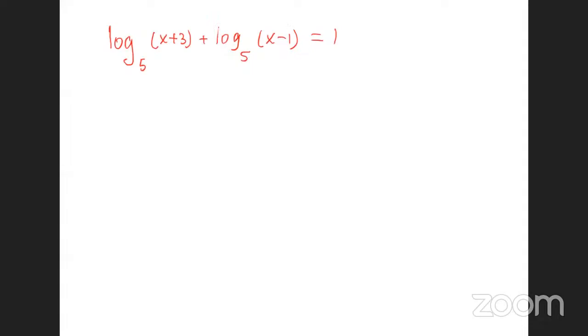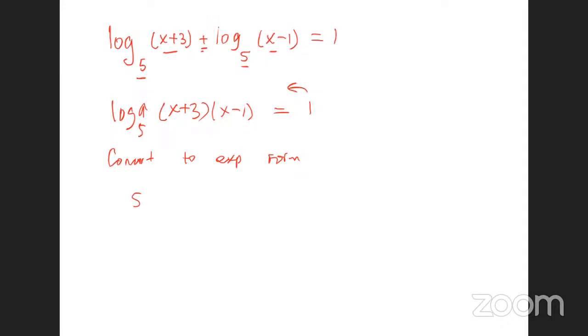Whenever you have the same base and an addition sign, you write log of the base, and then you put the two terms that you multiply, equal to 1. That's okay? When you reach there now, convert to exponential form. What that means: bring up the 5, carry across the 1, and make it equal to x plus 3 by x minus 1.